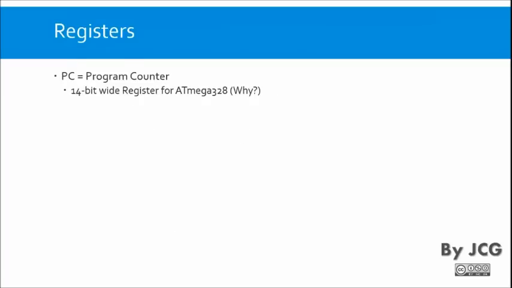Now, let's talk about the program counter. This is another register. However, this register is not user accessible, so we cannot easily read this data. This program counter is 14 bits wide for our microcontroller, which is the ATmega328. This register holds the address of the current instruction being executed.